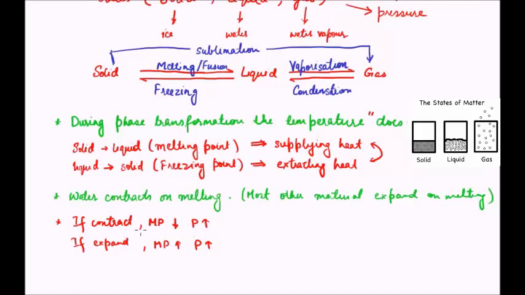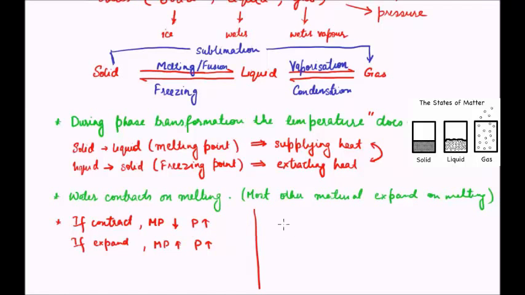Therefore, if you press ice, then its melting point will reduce. The melting point will go below 0 degrees Celsius when the pressure is increased on ice. But that is only for ice. Other materials which expand on melting, if you increase the pressure on them, then the melting point will increase. Now let us see what is the effect of impurities on melting point. This is the effect of pressure.